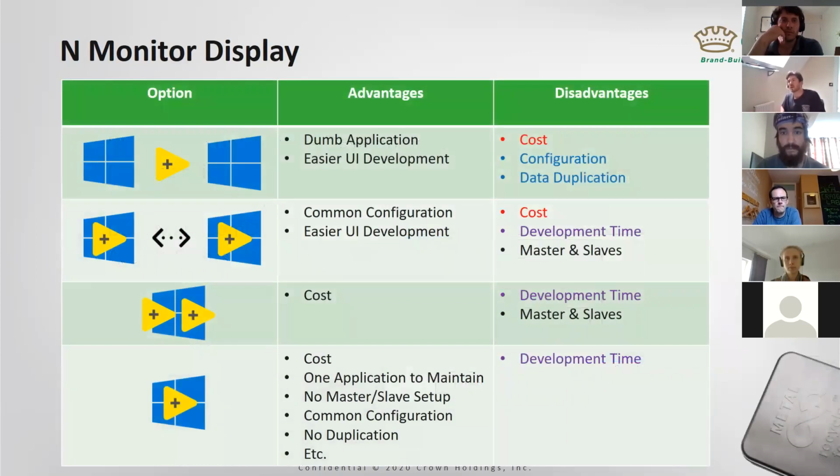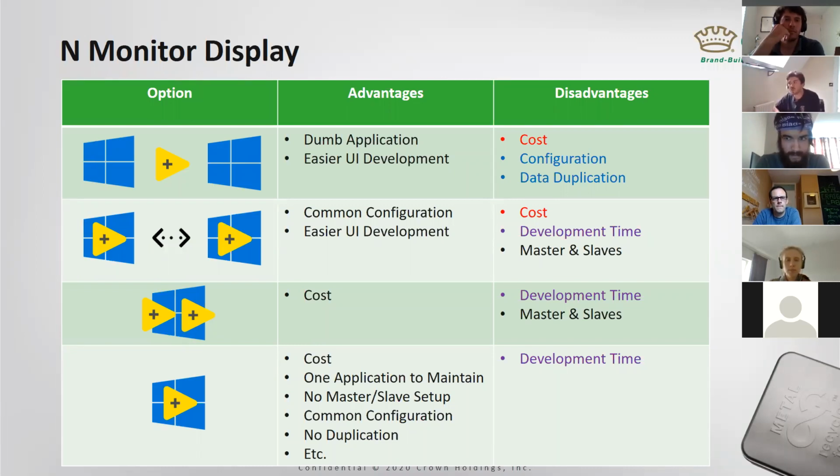So I put some options together. It was quite wordy, so I tried to put some pictures in. Option one is that you have basically two PCs, and then you have the same application on both. It's a relatively dumb application. You're just receiving those strings, but it does make for easier UI development. You don't really have to do any management. You're just getting data in. I put it as an option, but really it wasn't an option for us because we had to do some commissioning. But that is one way that people might go about it.